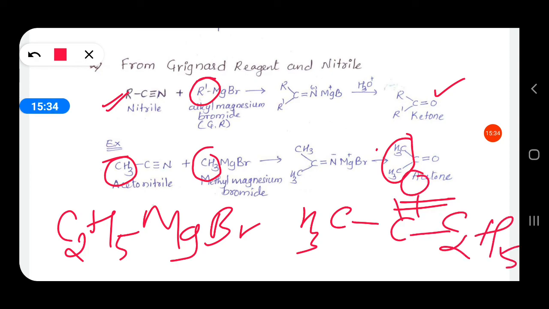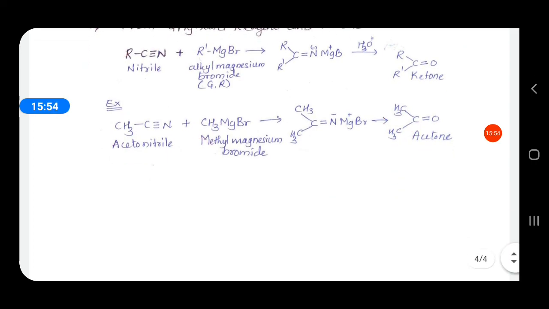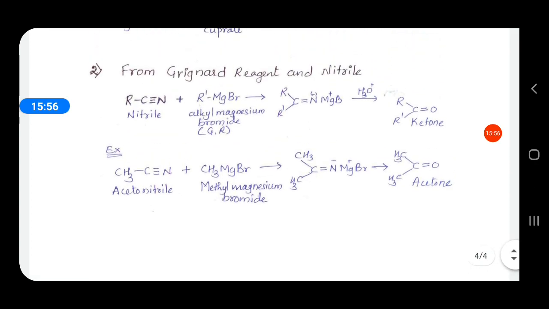So depending upon the type of ketone we require, the alkyl group present in the Grignard reagent should be selected. So this is about the preparation of aldehydes and ketones from nitriles, and another method is from acid chlorides.